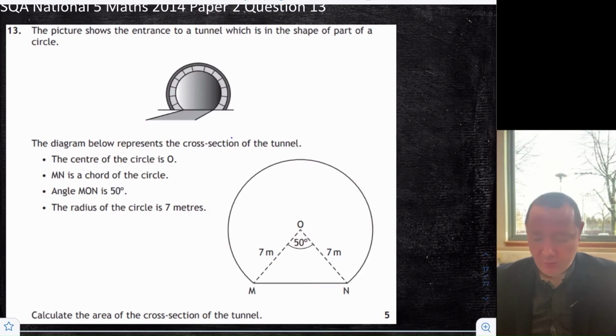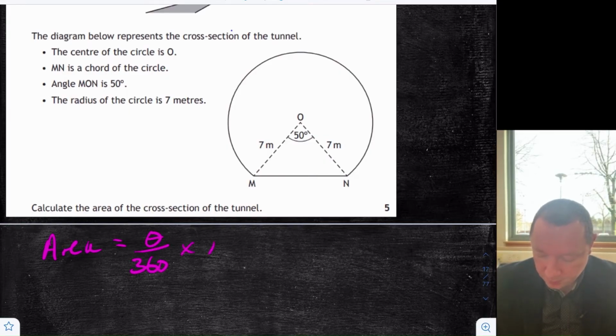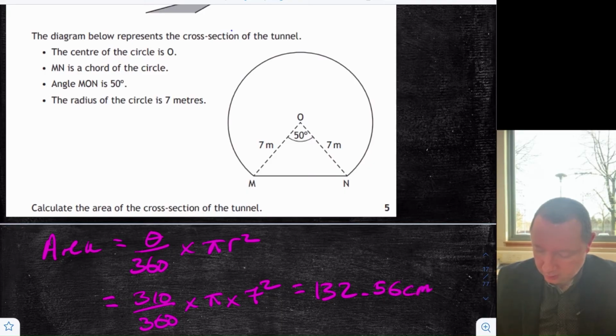Let's start off with the area of the arc though. So area, remember, equals angle out of 360 times pi r squared. So this time be very careful, our arc is going this way. So that is going to be 310 degrees because 360 minus 50 is 310. So 310 over 360 times pi times 7 squared. We get a mark for knowing the angle, and then we get a mark for working that out, which is 132.56 metres squared. So we've done our arc bit, but we now need to do our triangular part.